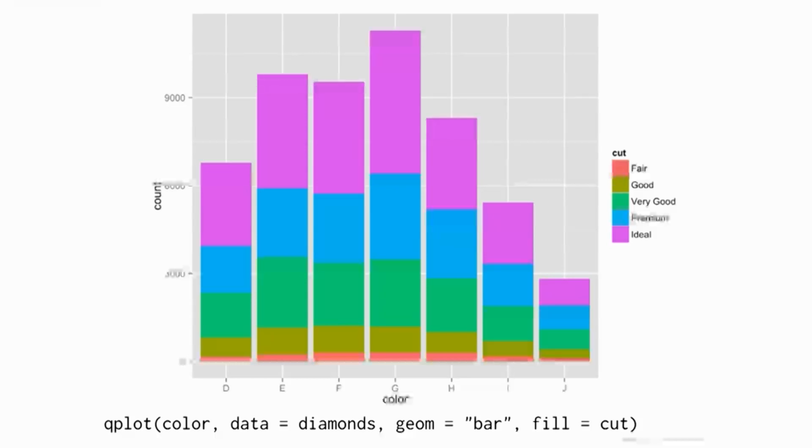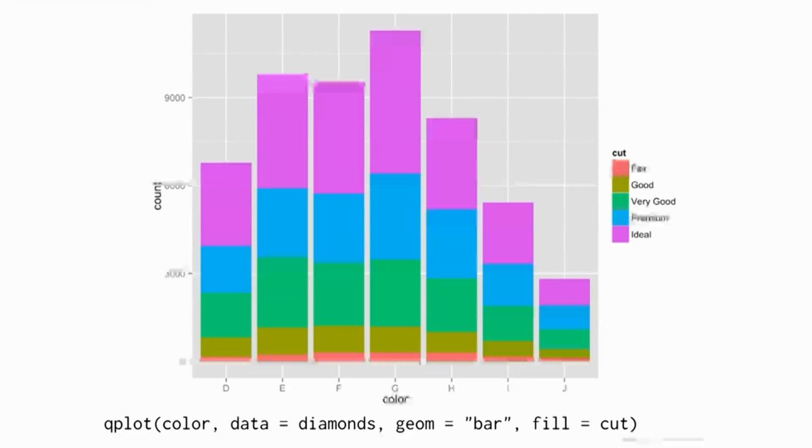So you have a red rectangle, which corresponds to diamonds that have a fair cut and a D color. You have a brown rectangle, which corresponds to diamonds that have a good cut and a D color, and so on. In the graph we were trying to make, those bars were positioned next to each other, but in this graph they're positioned on top of each other. If you think about where each bar belongs, you can imagine a graph where each bar is directly on the x-axis, and they're all colliding with each other.